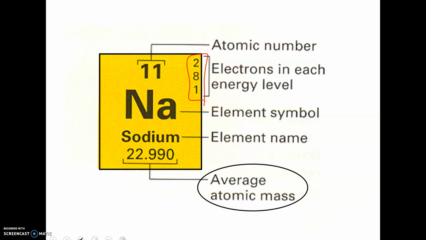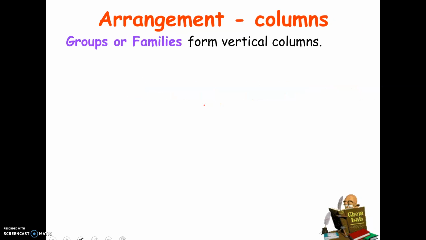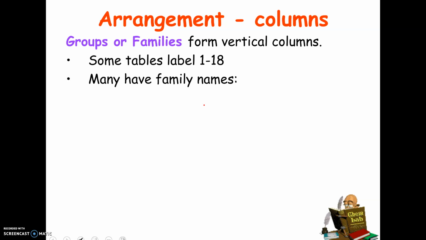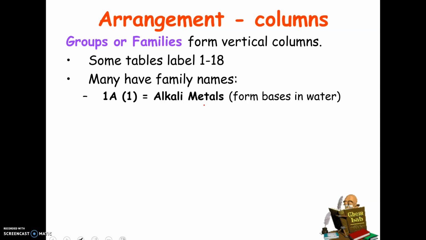I know I'm zipping through this pretty quickly, but these notes are pretty straightforward. All right, so for the columns, make sure you know that they are called groups or families. Some tables name them 1 to 18. That's the modern way of naming them, 1 to 18 from left to right. Some of them have specific family names. You really should just memorize these.